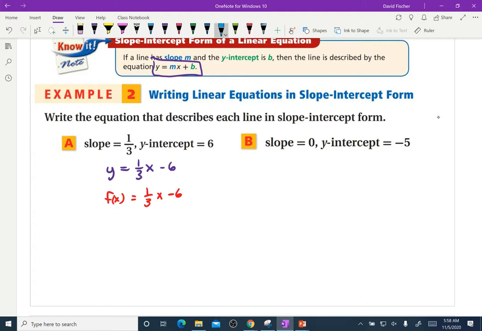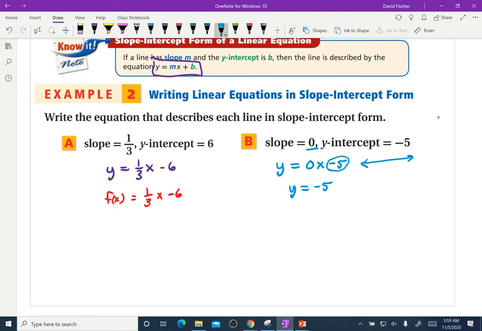This over here is a little bit weird because we have a 0 slope. I can still write it that way, 0x minus 5. Now, we get lazy in math. So when we have 0 times x, we just will shortcut it and say minus 5. Now think about that. If I have a 0 slope, we talked about this for the last couple of days, a 0 slope means it's a horizontal line.